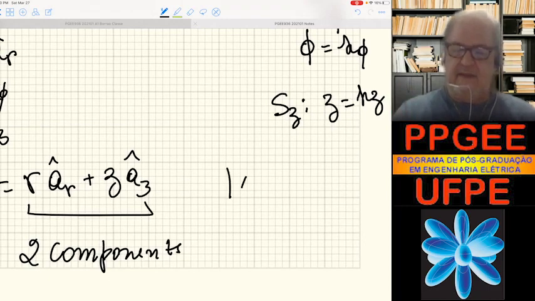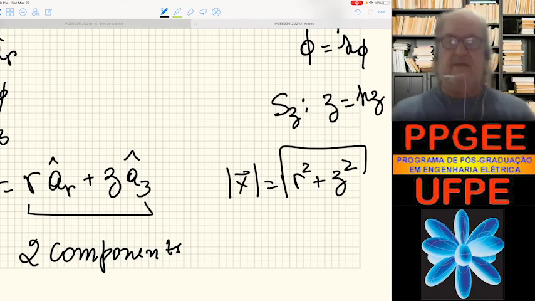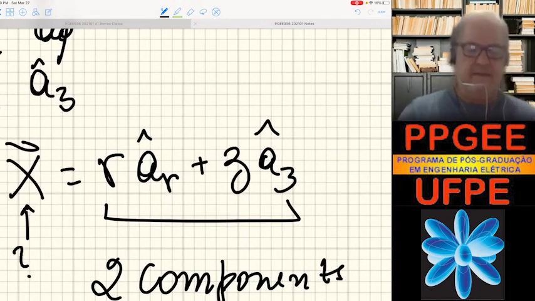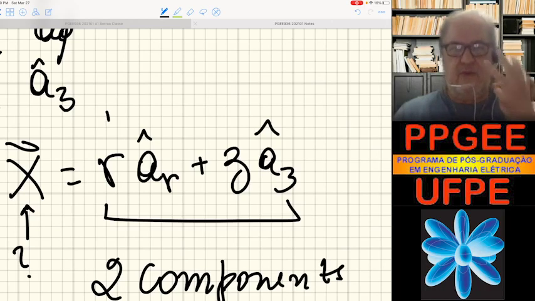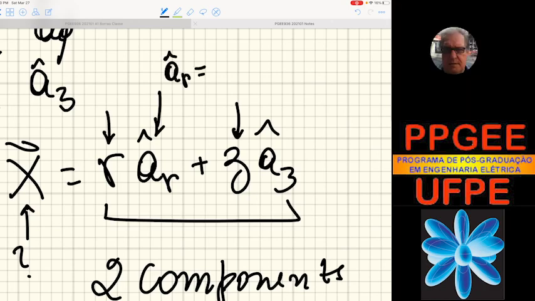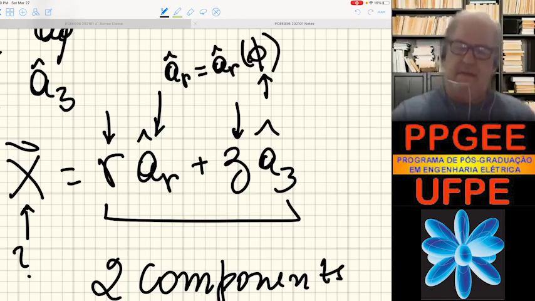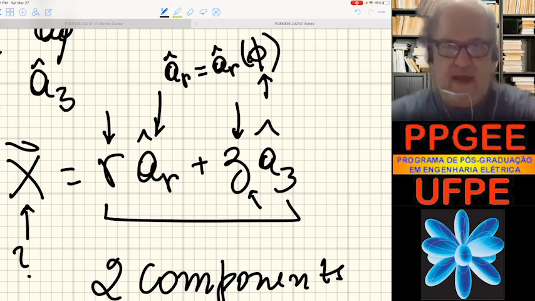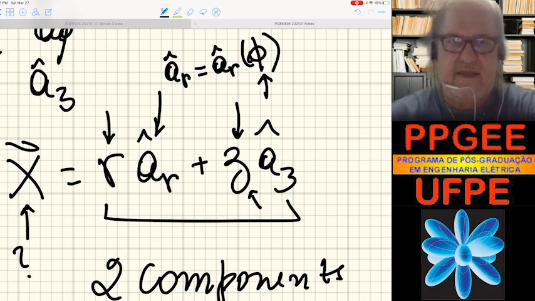So x has only two components. The distance to the origin is the magnitude, which is the square root of r squared plus z squared, right? On how many coordinates does x depend? Well, three coordinates: r, z, and the third is built into a_r. So a_r is a function of phi. So in fact, x depends on r, phi, and z, which is the third coordinate, right? So you have to be very careful. I mean, do not confuse how many components you have with how many variables the thing depends on, right?